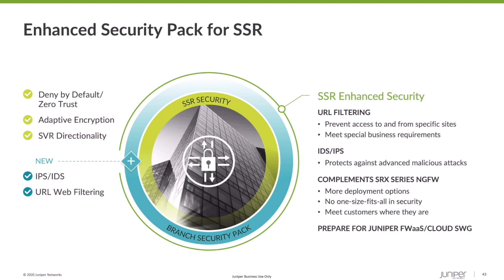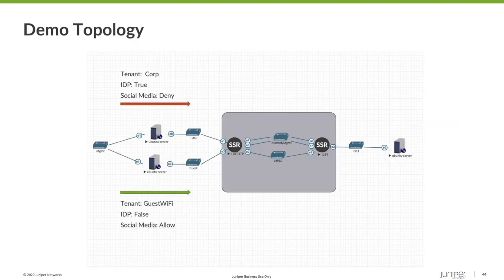In this video, I want to show you a demo of how the Enhanced Security Pack for the Session Smart Router works. What you see here is the topology we are going to use for our demo. We have two different access groups, or tenants, accessing our Ubuntu server in the data center. The group on the top is our corp tenant. It does have IDP turned on, and it is not allowed to access any social media. The group on the bottom is our guest Wi-Fi tenant. It does not have IDP enabled and is allowed to access social media.